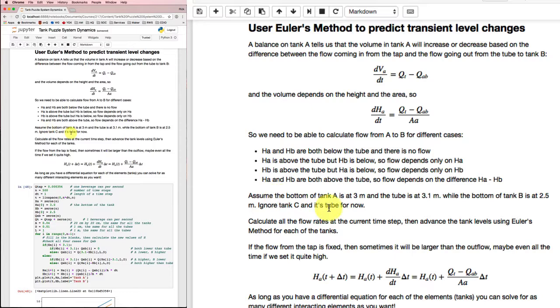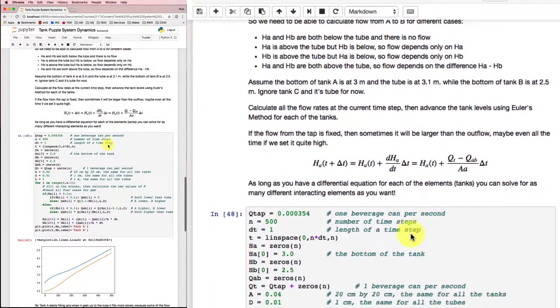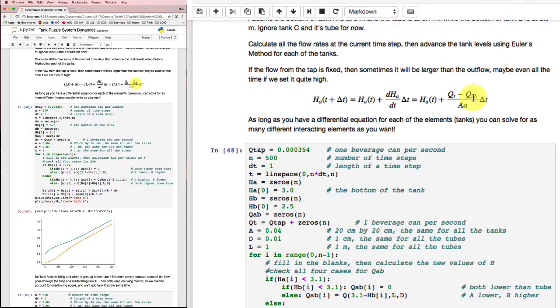So let's assume the bottom of tank A is at 3 meters above some datum, and the tube's a little higher at 3.1 meters. That gives us a reference level for all of our heights. And tank B, the bottom is a little lower at 2.5 meters. And for now, we're going to ignore tank C. We can calculate the flow rates at the current time step, and then advance the tank levels, because tank levels are going to change over time, using Euler's method for each of the tanks. So if the flow from the tap is fixed, then sometimes it'll be larger than the outflow, and maybe even all the time if we set it quite high.